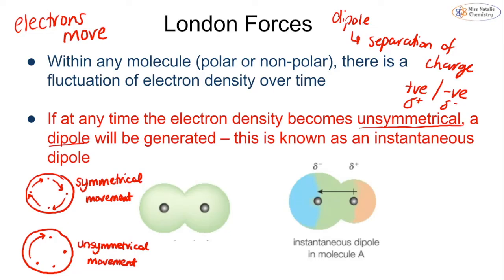So we have our unsymmetrical electron density, and we form this dipole, and we call it an instantaneous dipole because it only exists for very short periods of time. So the instantaneous dipole will have a delta positive end and a delta negative end. So your electrons, when they are moving, are all gathered in this space. And because they are all gathered on the left-hand side, it causes the right-hand side to become the delta positive.